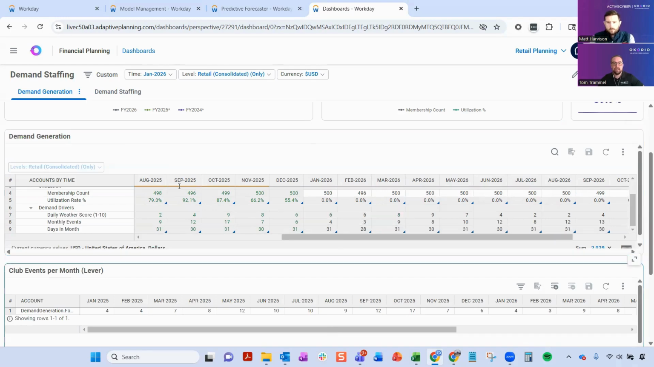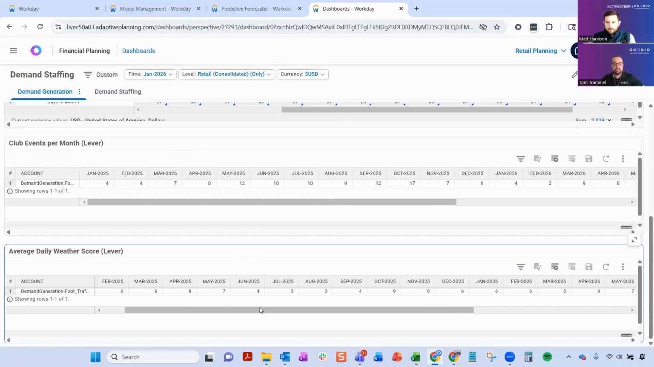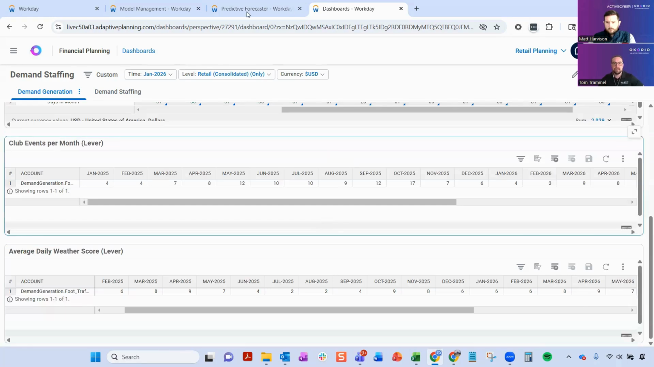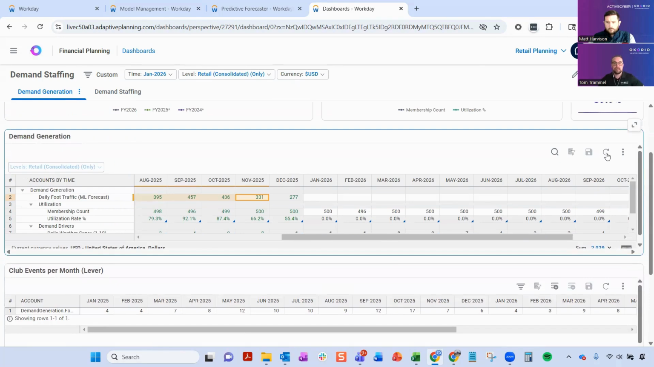And then we've got a couple lever sheets down here that we talked about, because these are going to influence how many people are going to come to our venue. How many events are we going to have each month? And even the weather. If it's raining and stormy outside, I might not want to go out to the club and go swimming or take the kids to the pool or something like that. And it's going to influence that. So we put these in here together to help influence that forecast for our ML prediction.